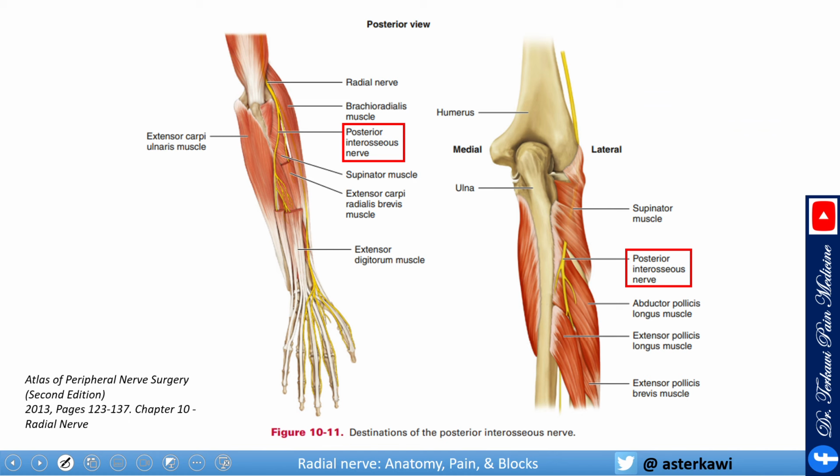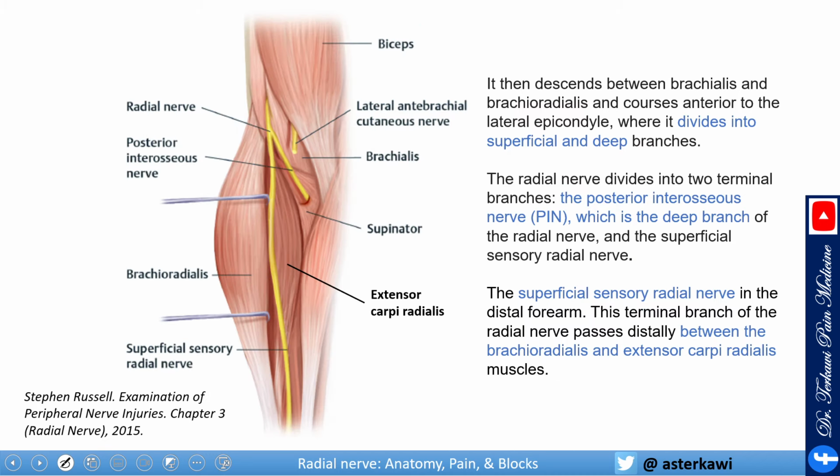And it starts to branch here to the superficial and deep. The deep continues as the posterior interosseous nerve. And the posterior interosseous nerve, as you see, goes inside the supinator muscle between the superficial and deep part of the muscle. More distal, again, you see the radial nerve bifurcate here to the superficial and deep. The deep continues as the posterior interosseous nerve that enters the supinator.